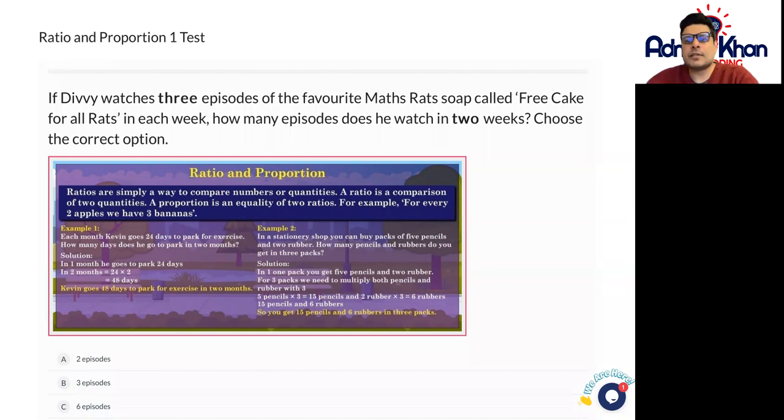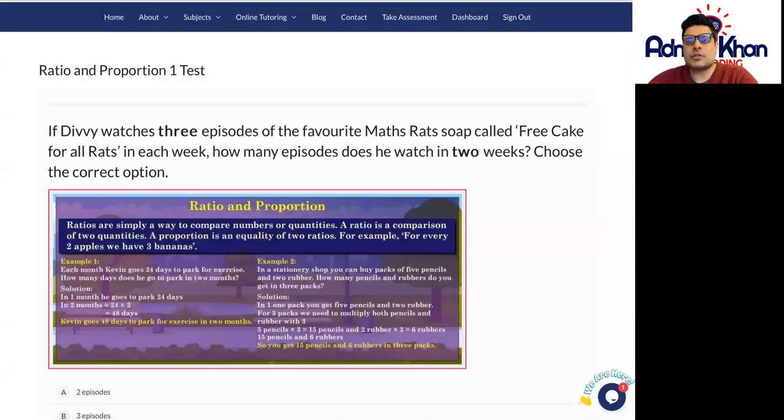So let's have a look at the first example and get you started on how to do ratio and proportion. So let's read this question together. If Divi watches 3 episodes of the favorite maths rat soap called Free Cakes for All Rats in each week, how many episodes does he watch in 2 weeks? Choose the correct option. Okay, so if Divi watches 3 episodes, let's just write this down to do some working out here. So 3 episodes of his favorite maths rat soap called Free Cakes for All Rats in each week. So he watches that per week.